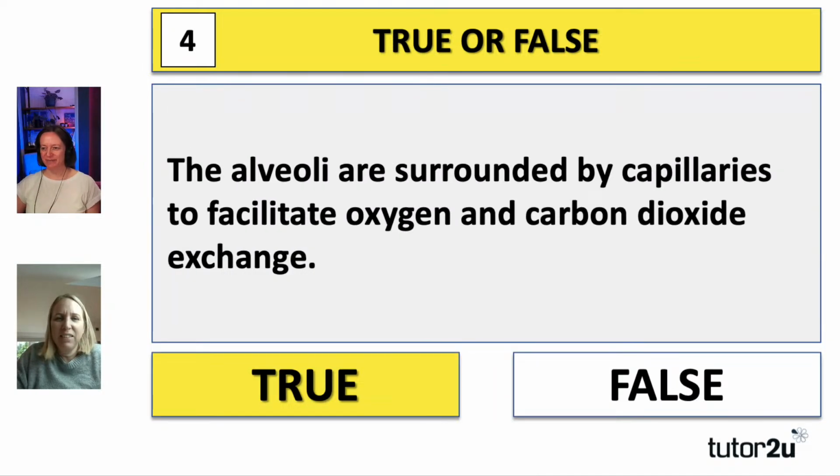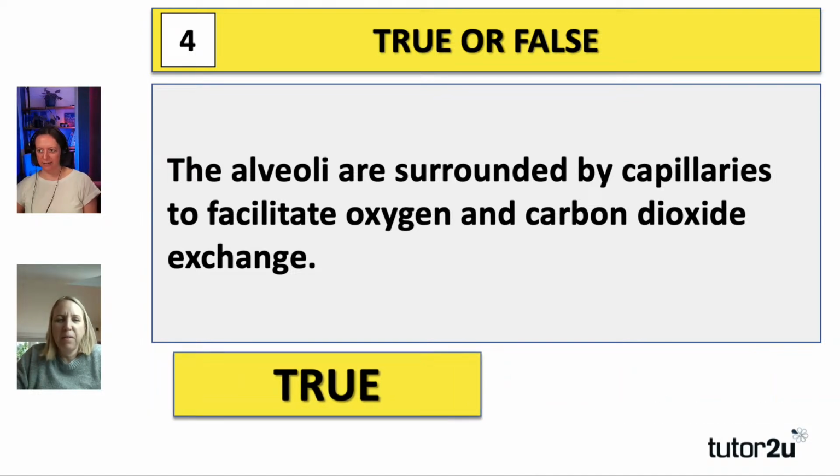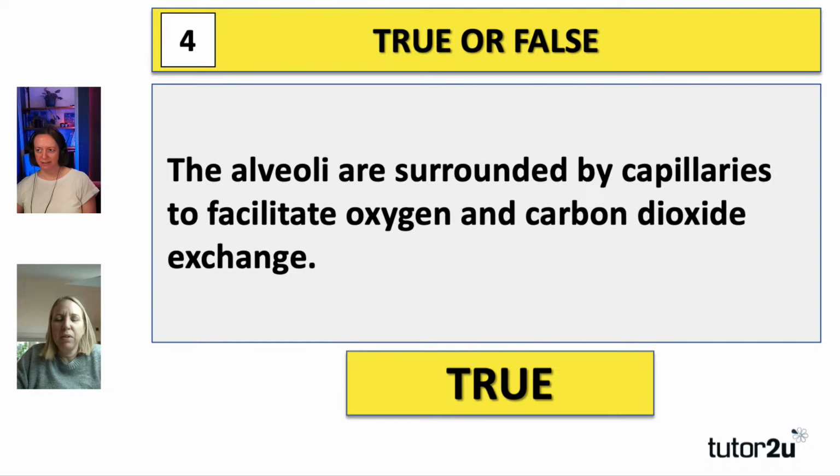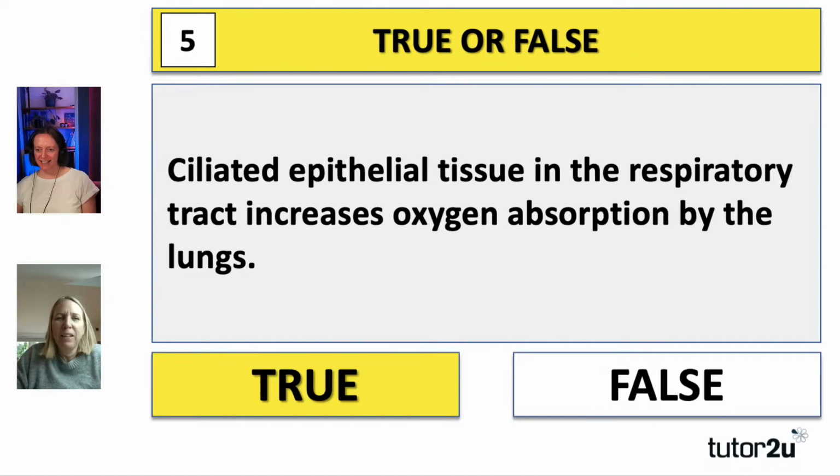Okay, number 4. The alveoli are surrounded by capillaries to facilitate oxygen and carbon dioxide exchange. Is that true or false? So remember, capillaries are those really tiny little blood vessels, and oxygen and carbon dioxide exchange, gas exchange, which we've just spoken about. Everyone's coming through with a true. Well done, guys. It is true. There was a bit of a hint to that in the first question, wasn't there?